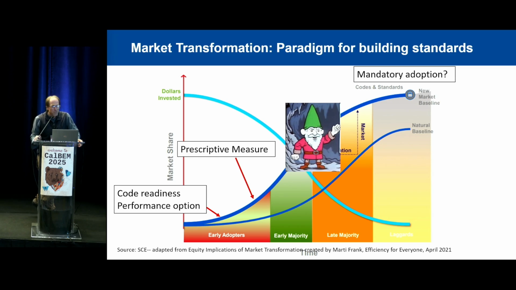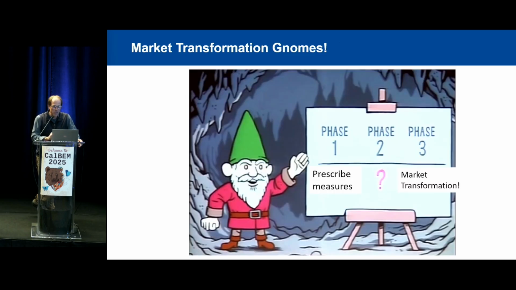I'm going to call these the market transformation gnomes. You might know where this is coming from, but here's your market transformation gnomes framework. Phase 1, prescribed measures. Phase 2, something. Phase 3, market transformation, success.